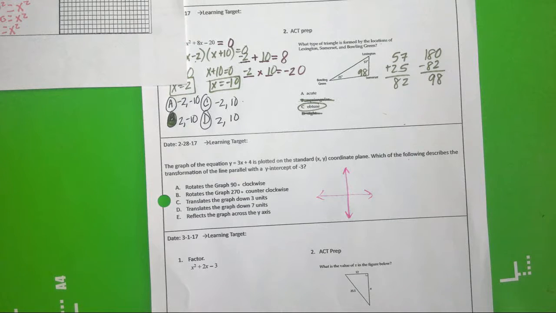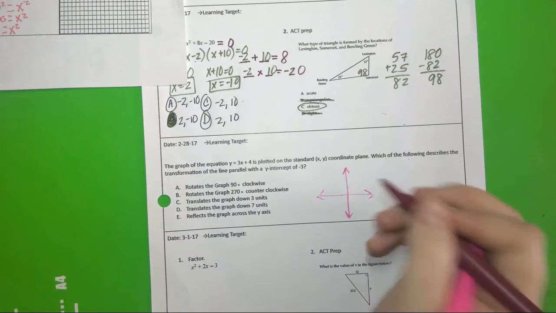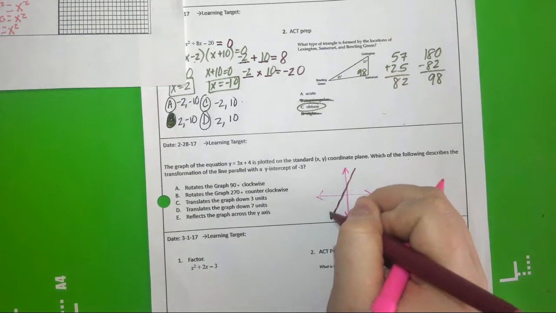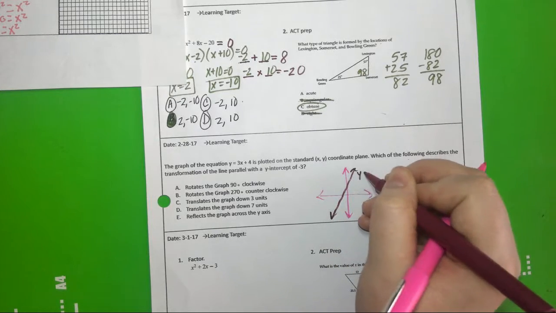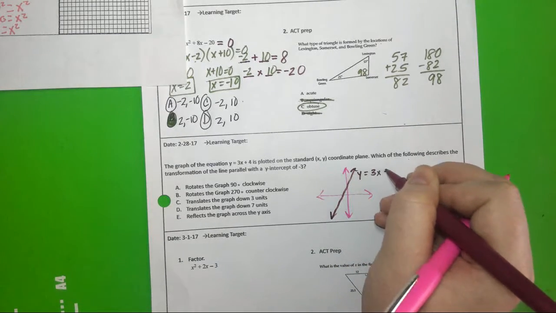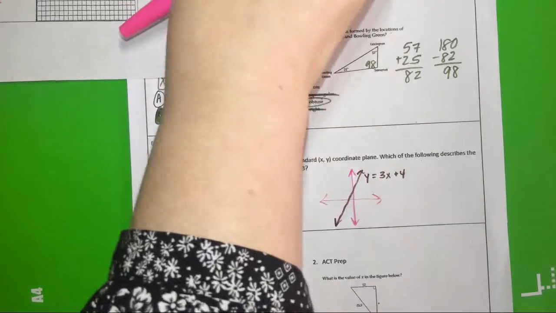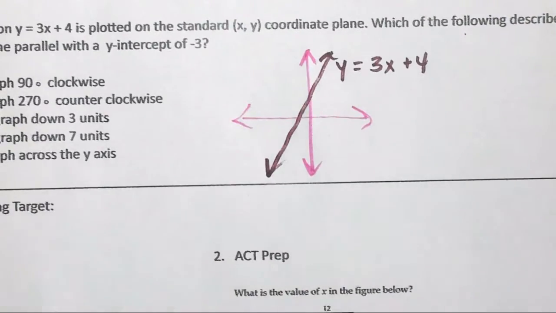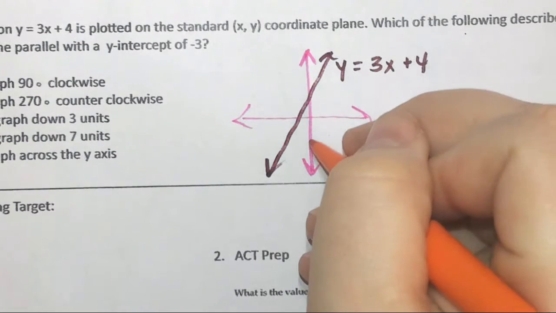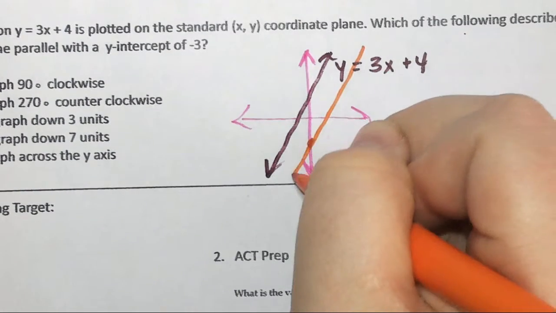Okay, so they asked a bell ringer question about a graph. It says there's a line that goes through 3x plus 4. We're going to pretend that this is the line. It is not perfect, but it's good enough. And then they said, which of the following describes the transformation of the line parallel with a y-intercept of -3? So they move it down to here.